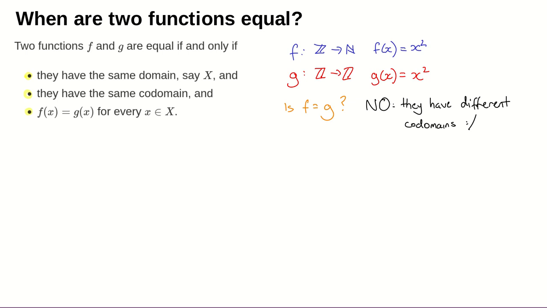So it doesn't matter that they have the same domain, and it doesn't matter that they have the same rule. They have different codomains, so according to our definition, they are not equal as functions.